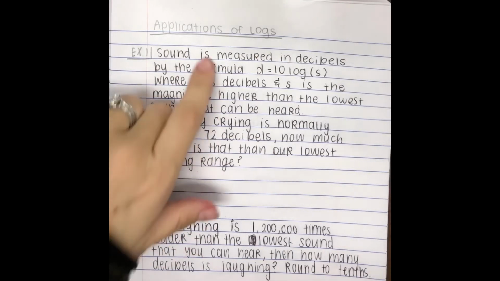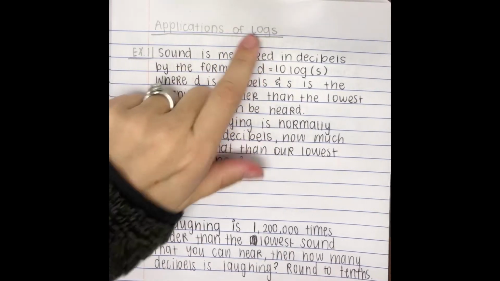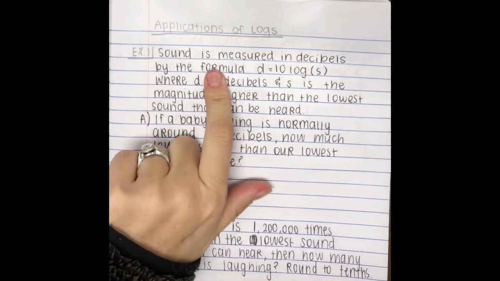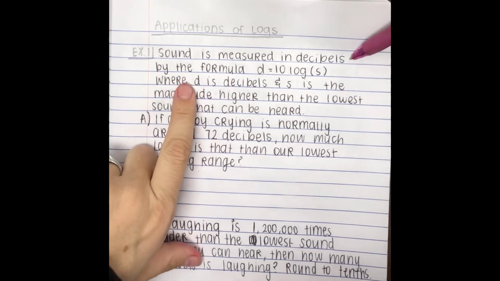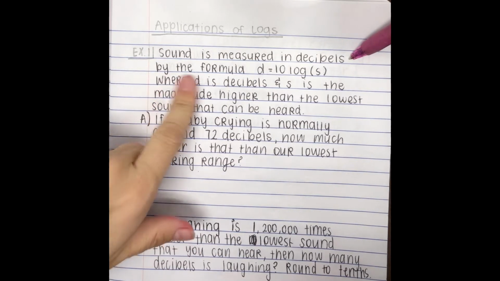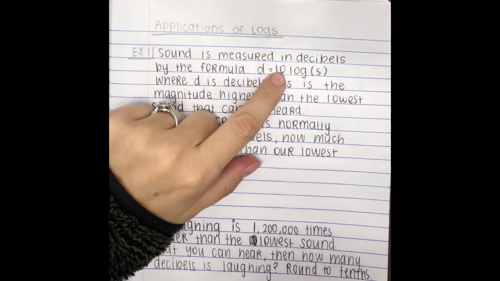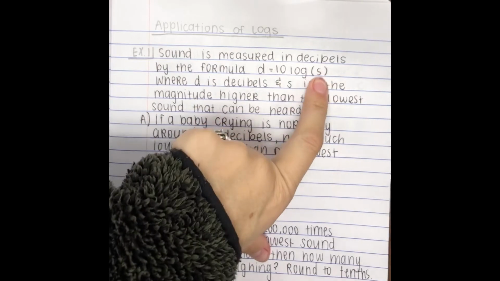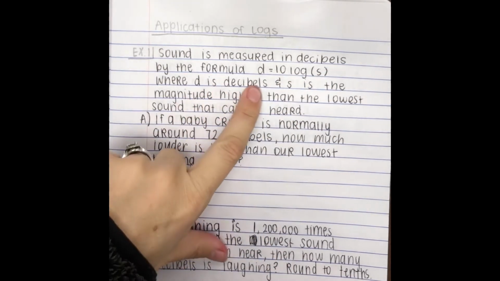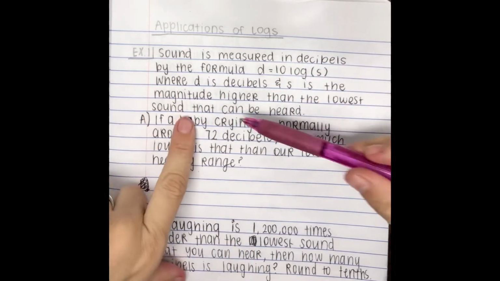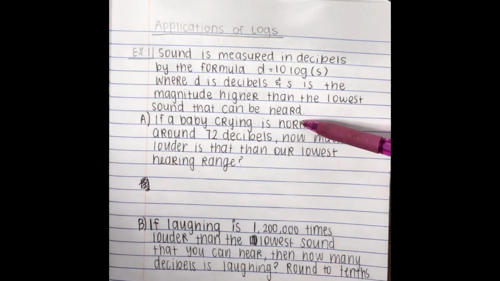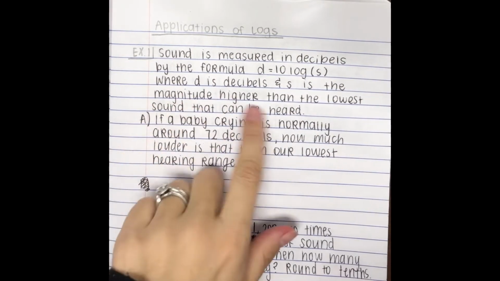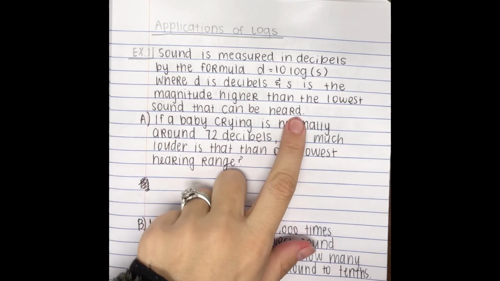All right, so we're gonna look at some applications of logarithms. First example, we're gonna talk about sound. Sound is measured in decibels, and we use the formula D equals 10 times the log of S, where D is decibels and S is the magnitude higher than the lowest sound that can be heard. So how much higher is it than the lowest sound that we can actually hear?